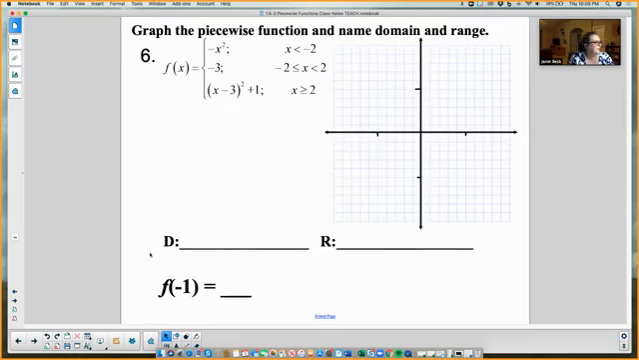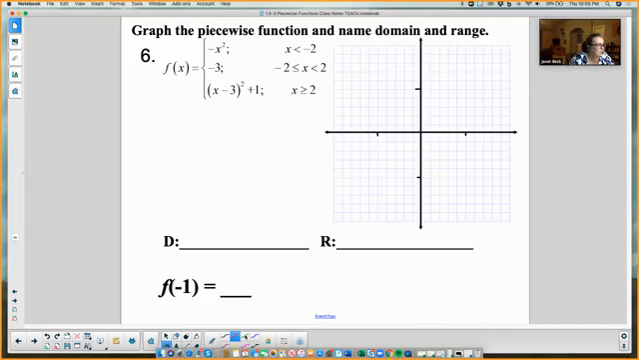Okay, let's have a look at this one. So you have a go doing this. Pause your video, and then we'll go over it. So pause your video now. 5, 4, 3, 2, 1. Here we go. Let's choose an x value.